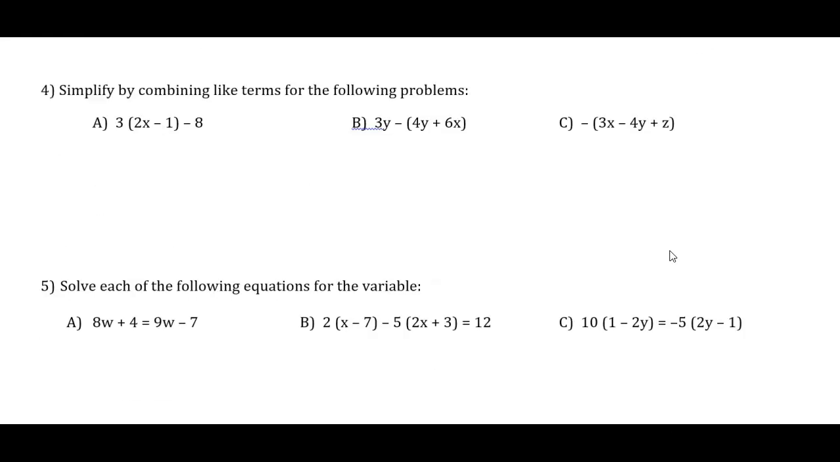Okay, the second thing that we talked about in section 2 was combining like terms. So in letter A, you want to distribute and combine. So we get 6x minus 3 minus 8, giving 6x minus 11. And we're done.